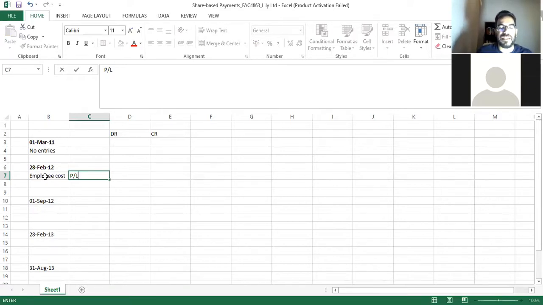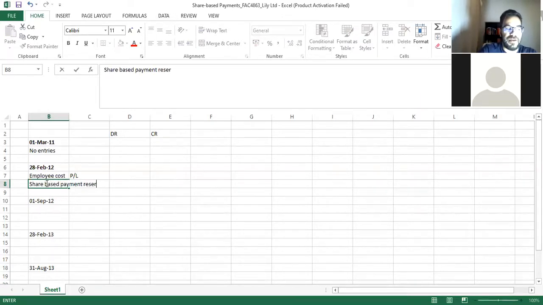So we're going to debit an expense and we're going to credit either an equity settled transaction or a cash settled transaction. Because these are equity instruments, it is shares and options, it is an equity settled transaction. So we're going to call it share-based payment reserve. Share-based payment reserve. Okay, and what is that? Statement of changes in equity.